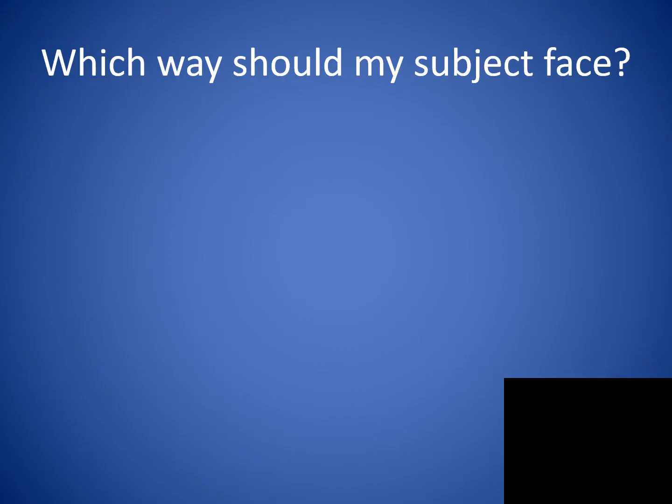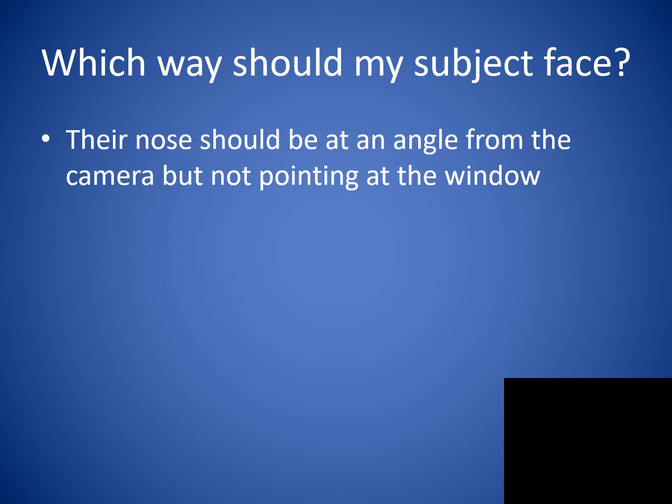Now your subject is going to probably be seated. A stool is nice because if you shoot on a tripod, it's nice to have people at a little bit of an elevation. So the sitter's nose is not going to be pointed straight at the lens of the camera, and it's not going to be pointed out the window.